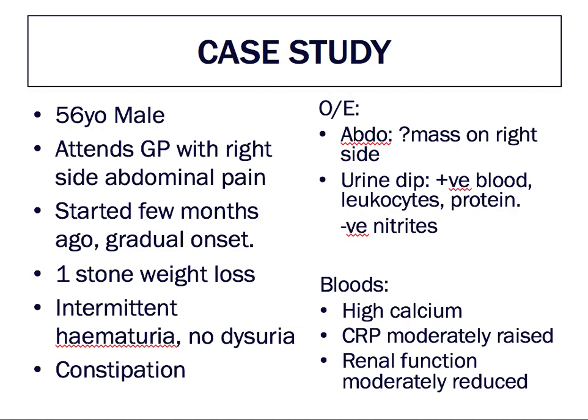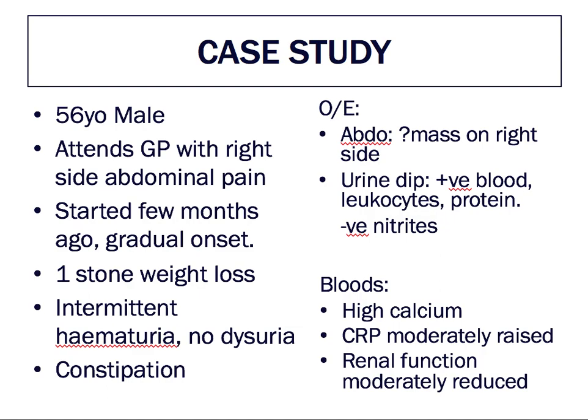This is a 56-year-old man who presents to you in GP with right-sided abdominal pain, which started a few months ago and has been gradually getting worse since then. He also reports about 1 stone of unintentional weight loss over that time, as well as some intermittent frank hematuria, but no other lower urinary tract symptoms. And he's also reporting that he's been quite constipated over this time, opening his bowels maybe once every 4 or 5 days.